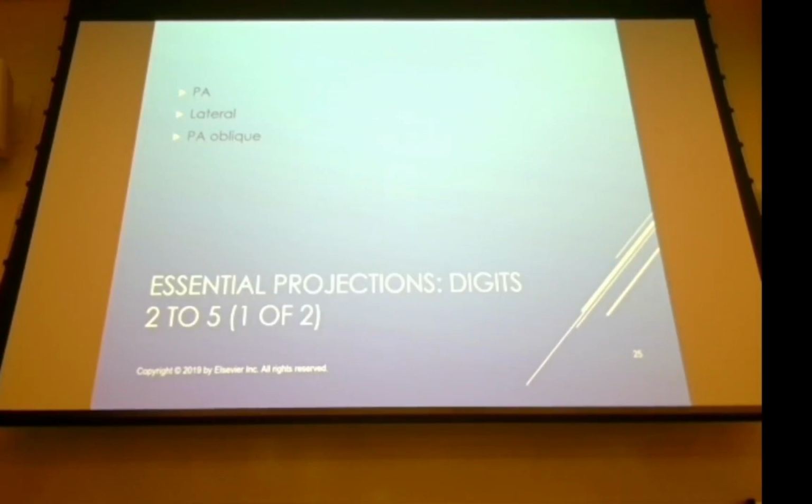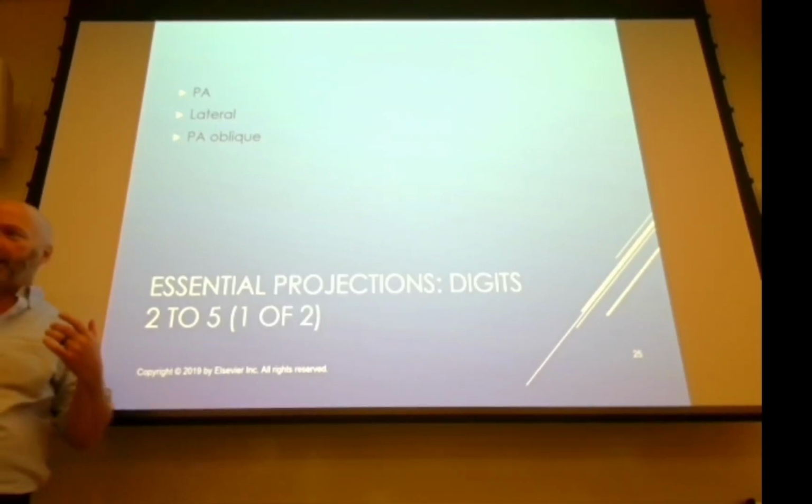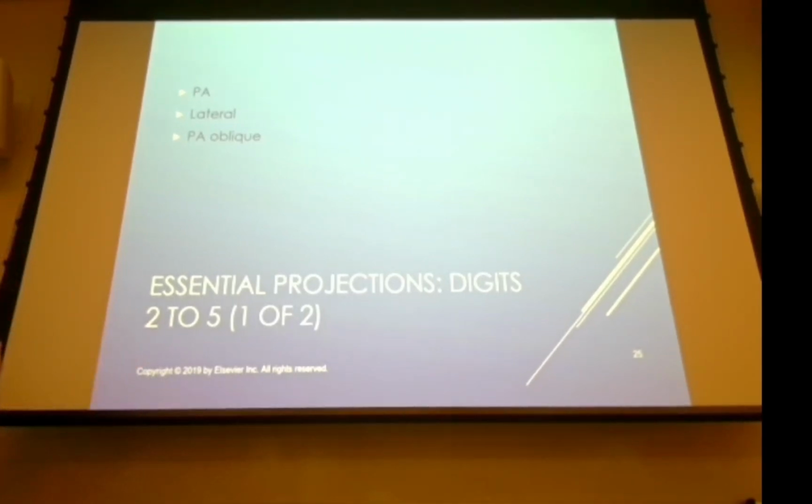All right, so essential projections. What we're going to talk about for the fingers, the hand, the wrist, and if we get to the elbow, we'll talk about the elbow, is going to be PA, lateral, and obliques. And the obliques might not always be PA oblique. For the hand and the wrist, for the most part, it's going to be. But when we get to the elbow, it's going to be AP oblique.